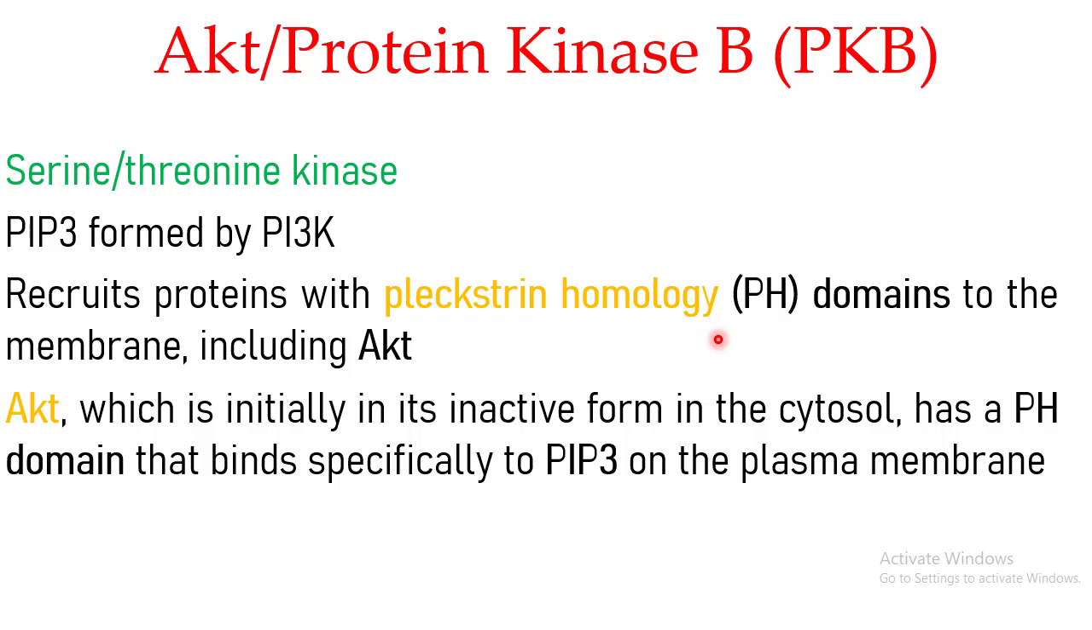Initially, the AKT or protein kinase B is present in the cytosol in its inactive form, because when there is no signal, you do not want the activation of protein kinase B. So protein kinase B is lying in the cytosol in the inactive form. But when PIP3 has been formed, it is going to utilize the PH domain of protein kinase B, or AKT, to attract it toward the plasma membrane. So because of PIP3, the inactive AKT protein is now going to move toward the plasma membrane.